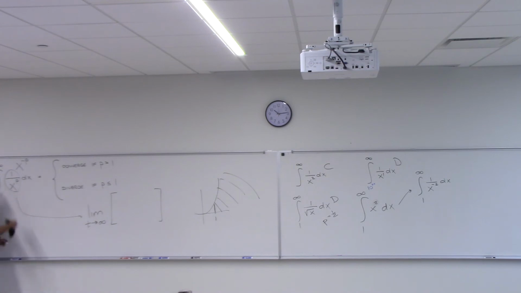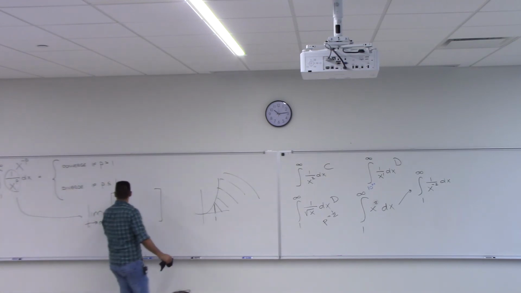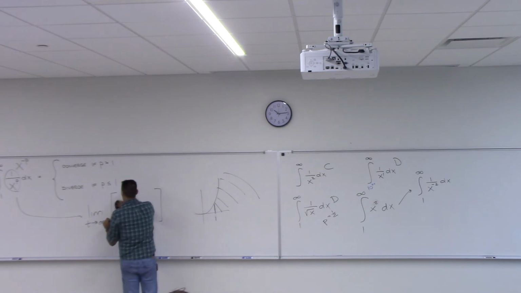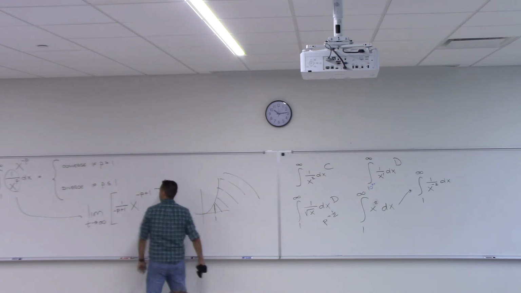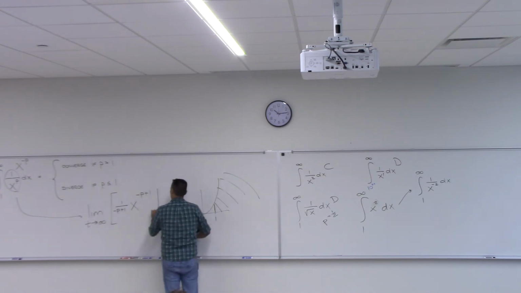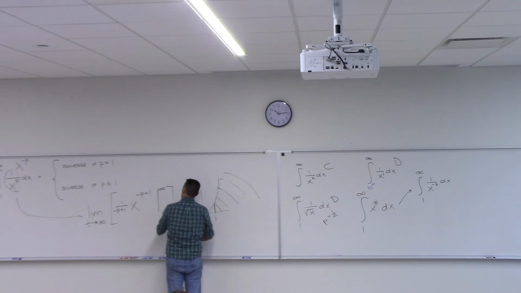The antiderivative of that is 1 over negative p plus 1, x to the negative p plus 1. And then my evaluation bar, 1 to infinity. 1 to t.